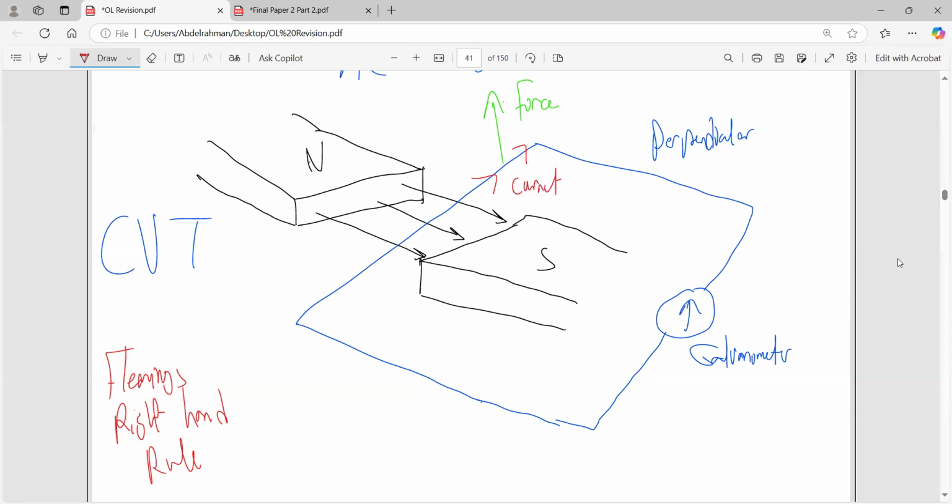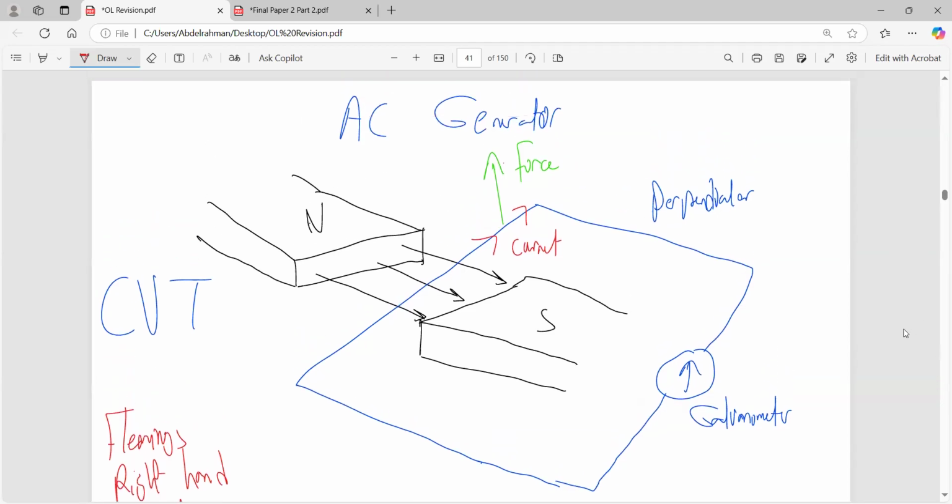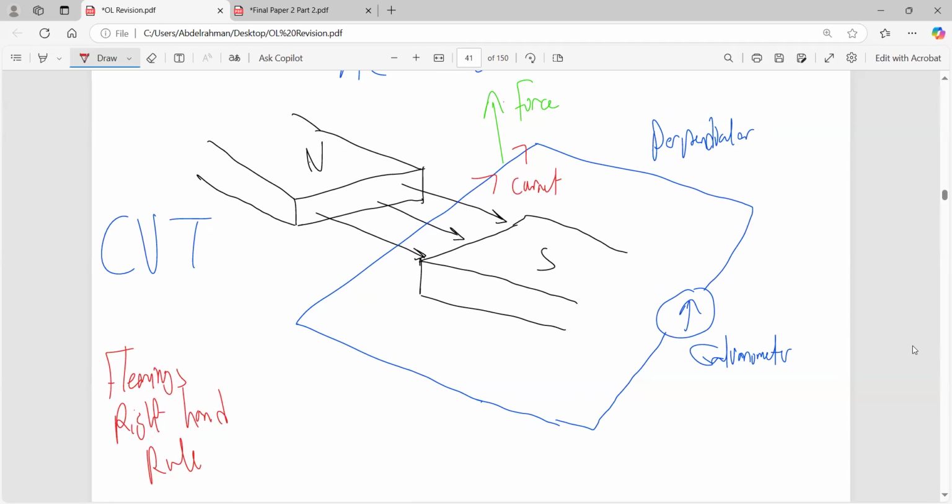If I move it upwards, the current moves in this direction. If you move it downwards, then the current would move in the opposite direction. Why do I call it an AC generator? Because usually it's not only one wire. It's usually a coil, and you start to rotate the coil. As one side of the coil moves upwards, another one moves downwards, creating an alternating current which moves in two directions.